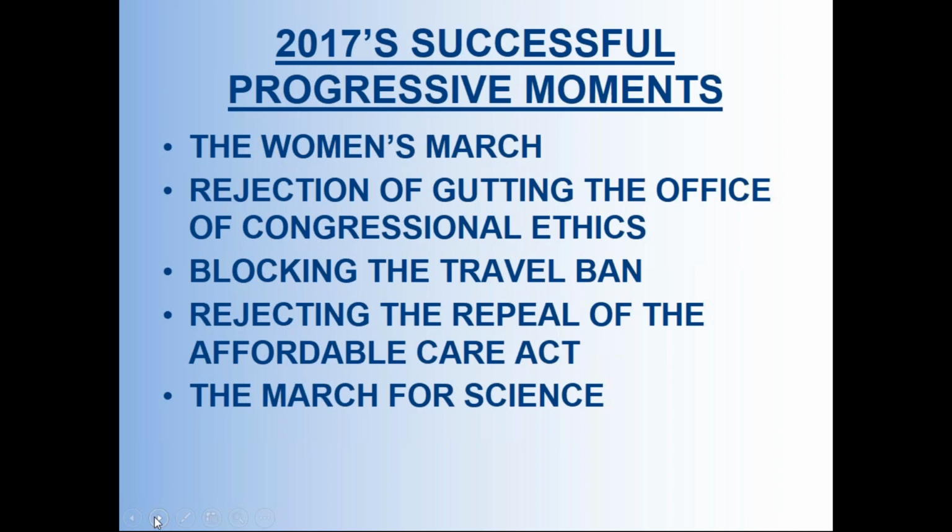Think about the success that has happened just this year alone: the Women's March, with 6 million women and allies across the world, the rejection of the guidance on congressional ethics, the blocking of the travel ban, the rejection of the repeal of the ACA, which they're now trying to come back to do again, the March for Science. All of these efforts demonstrate that we're able to be successful. Why? Because we demonstrated the shared value that, regardless of whether someone was pro-choice or pro-life, we can and should respect women.